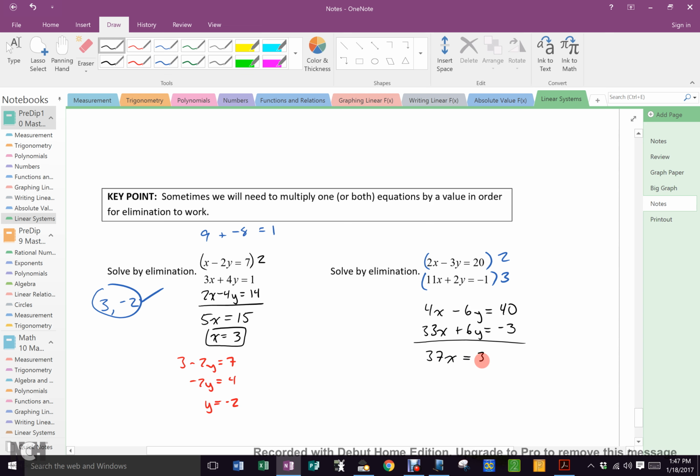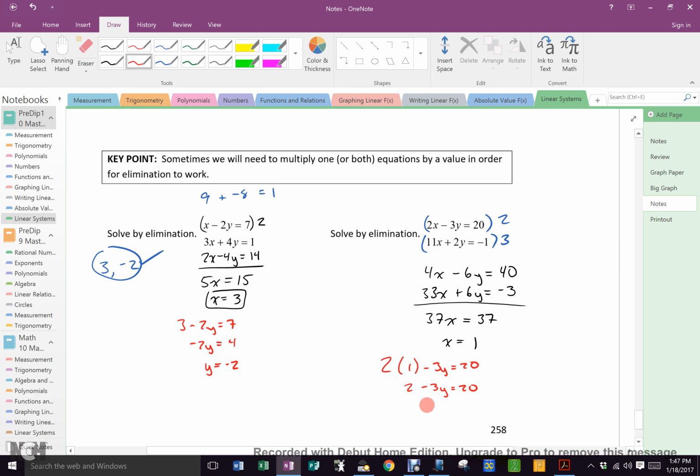37x equals 37. X equals 1. What do I do with that? Anywhere there's an x. 2 times 1 minus 3y equals 20. 2 minus 3y equals 20. Negative 3y equals 18. Y equals negative 6.